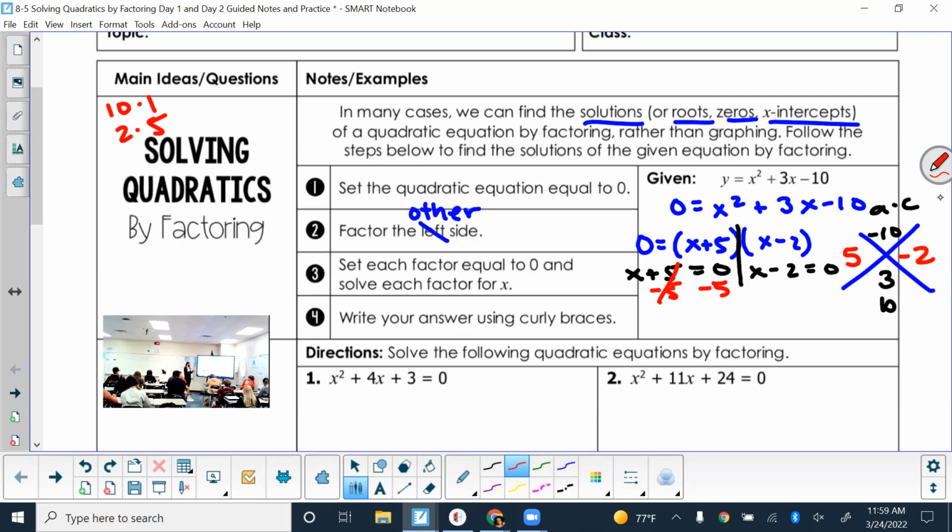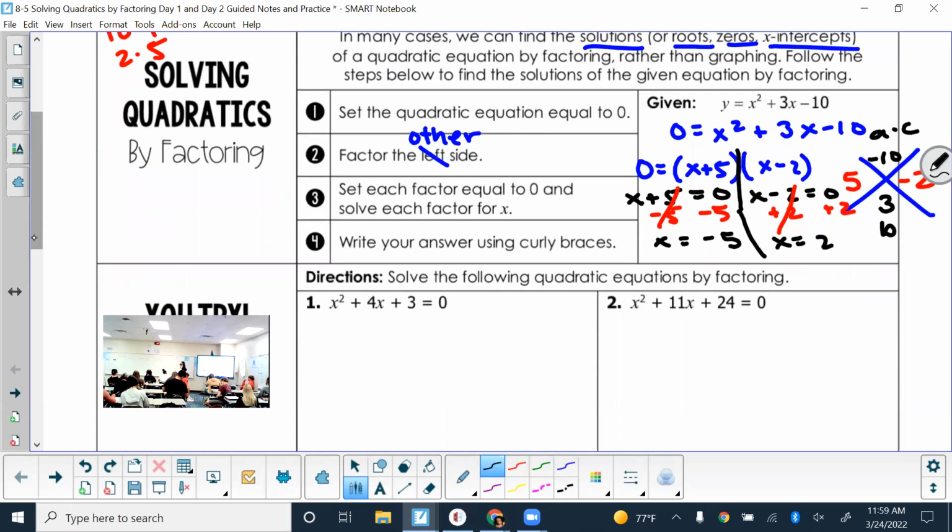Now, just FYI, when you take your Aspire test, you're going to have to solve a problem and justify how you solved it. Saying whatever you do on one side, you have to do to the other would be a justification. So just keep that in mind for another day. Over here, how do I get rid of this minus 2? Add 2. You add 2 on both sides. Cancels out on the left, and x equals 2. So that's step 3. We solve for x for each factor.